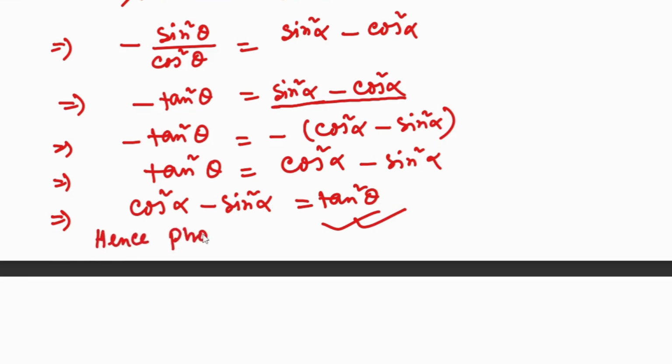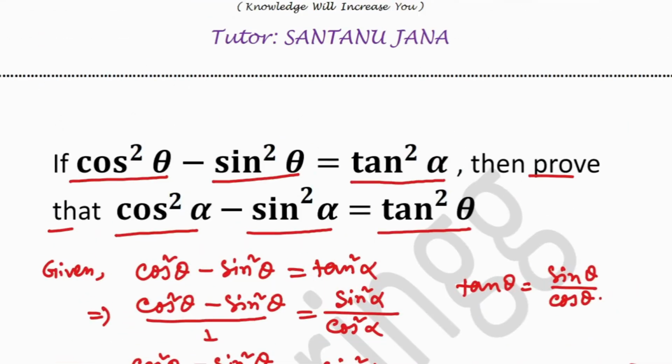Hence proved. From this we get: if cos square theta minus sin square theta is equal to tan square alpha, then we prove that cos square alpha minus sin square alpha is equal to tan square theta. Here is the proof, you can see that.